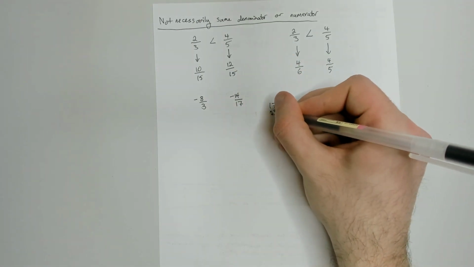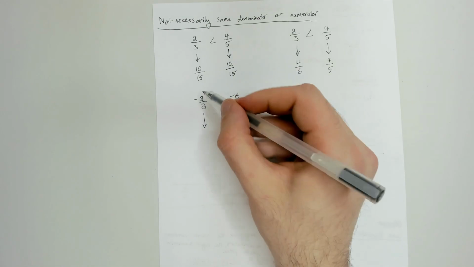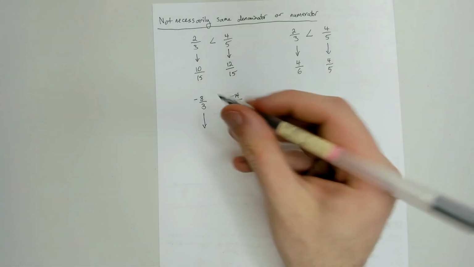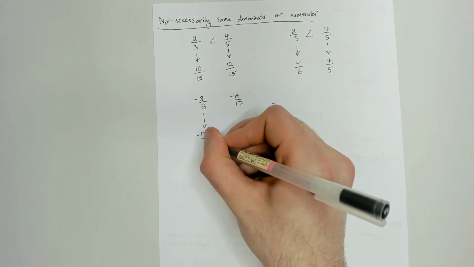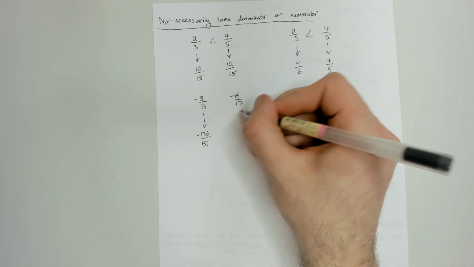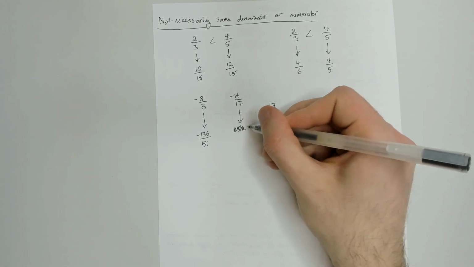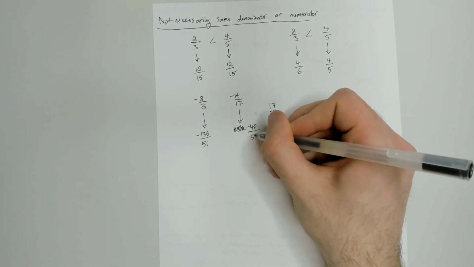17 times 3 will be 51. So we're going to be multiplying the numerator and denominator of this fraction by 17 each. So we're going to get negative 136 over 51. And this one here, we're going to be multiplying by 3. So this will give us negative 42 over 51.